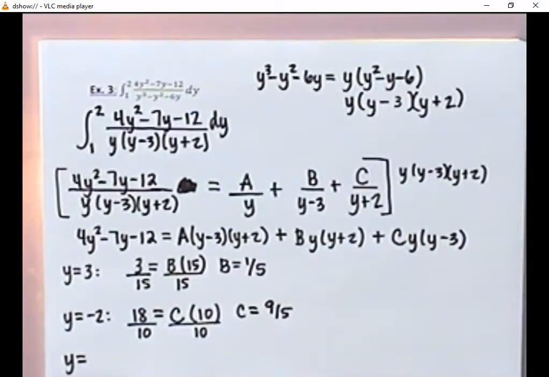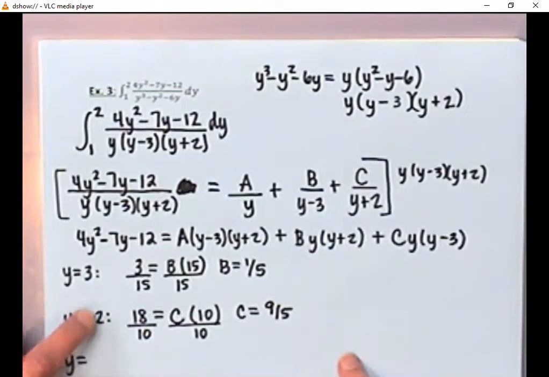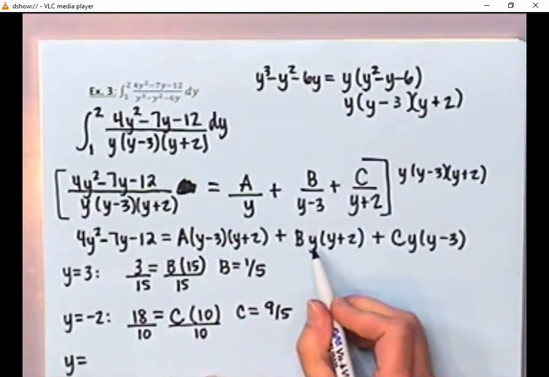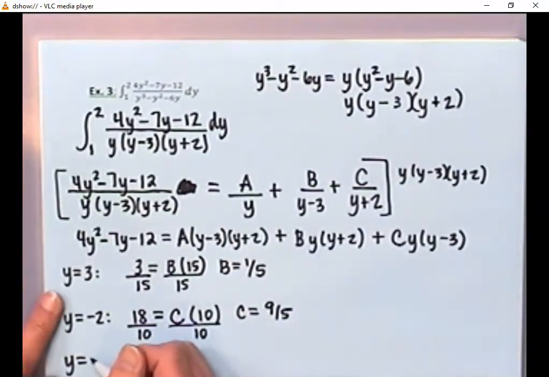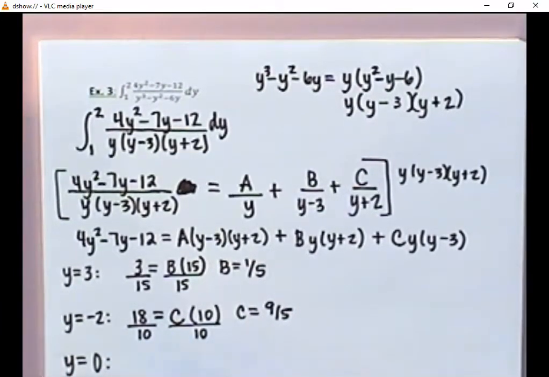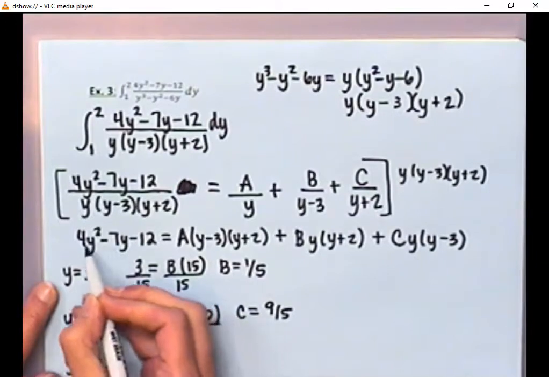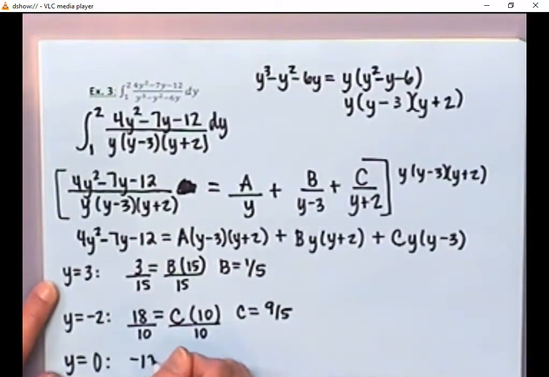Let's see. McKelty, what do you think our last y should be? 0. Okay, so for just the y term, you want to use 0. So let's make y equals 0. I like that one because this is easy. 0, 0, negative 12 is what we get on the left.